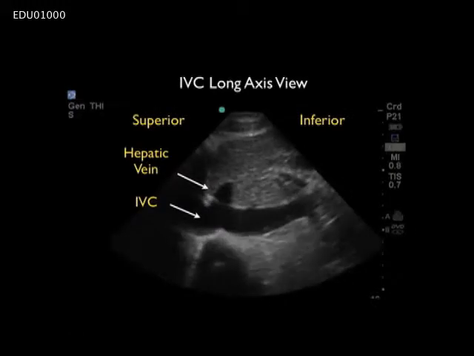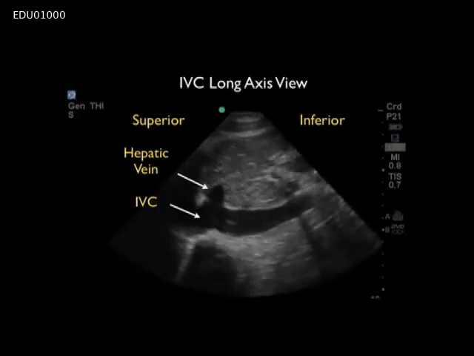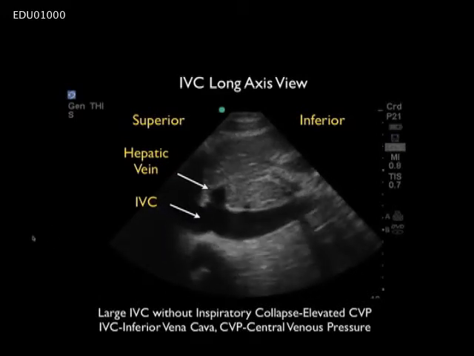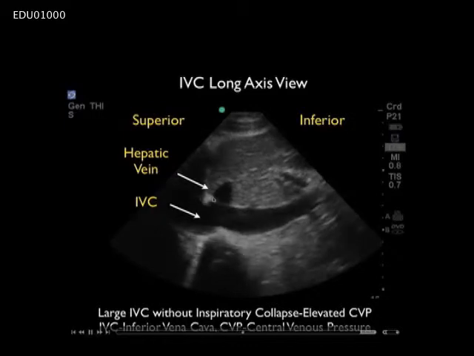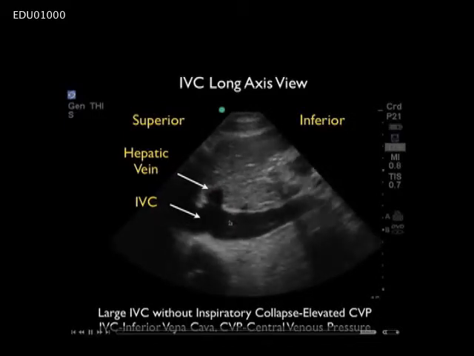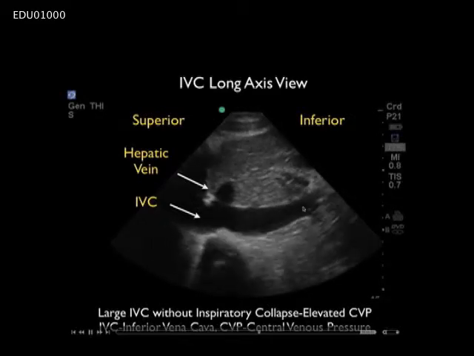Now we'll swivel the probe to the long axis configuration with the probe marker up towards the ceiling and the probe aligned up and down on the patient's abdomen. Superior here is towards the left of the screen and inferior to the right. With a small indicator arrow, I was just showing the engorged hepatic vein entering into the IVC.